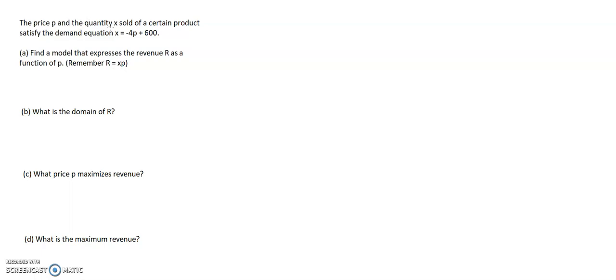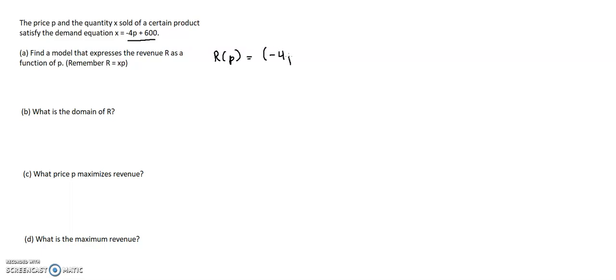So it says we've got price P and quantity X, and they give us a demand equation relating X and P. Okay, so that's the setup. The first part is to find a model that expresses the revenue R as a function of P. So what that means is they want us to write R with just P's. So they remind us that R is equal to X times P, quantity times price, but we want just P. So if we want to write R just in terms of P, we're going to replace the X, the quantity, with what we're given.